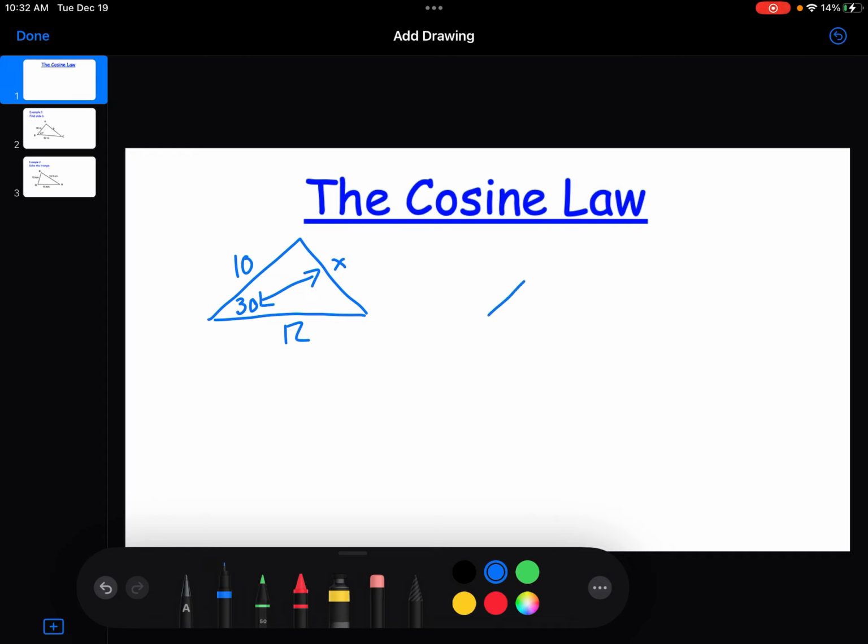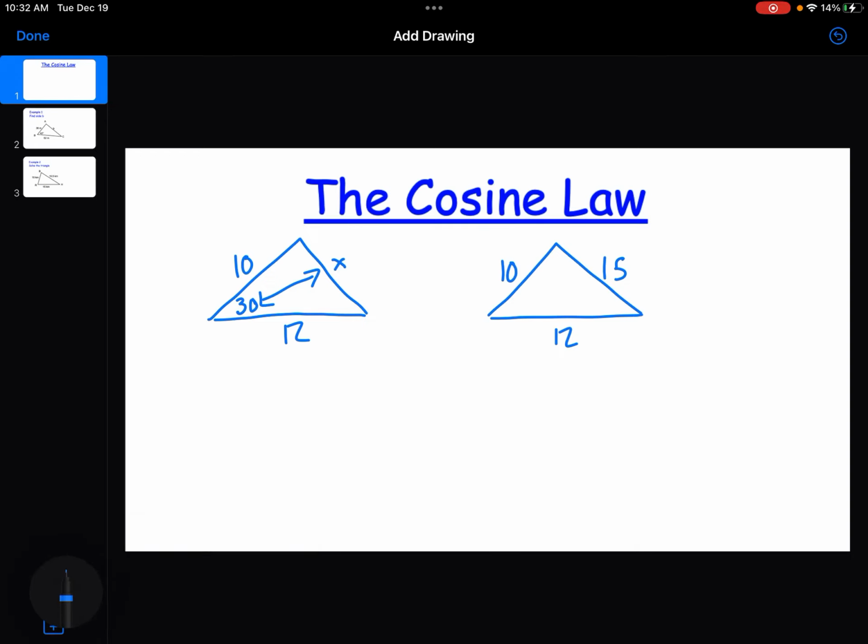The other case where we can use the cosine law is, again, when we're given enough information to solve some things. If we were given something like 10, 12, 15, where we have no angles, so here we don't have any complete ratio at all. This would be another case where we could use the cosine law.